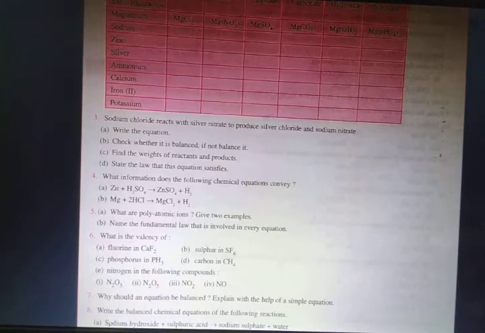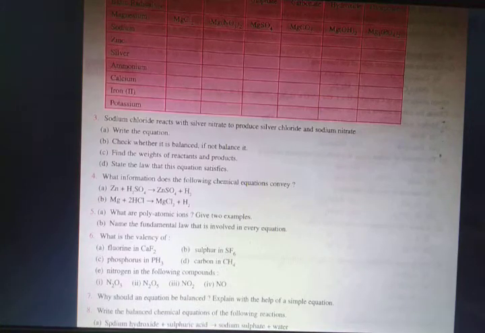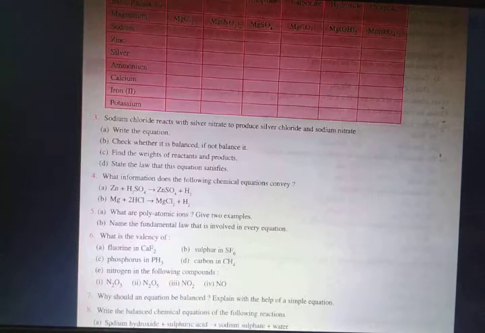What information does the following chemical equation convey? The equation conveys that metallic zinc reacts with sulfuric acid to form zinc sulfate and hydrogen gas. Zinc displaces hydrogen from sulfuric acid and hence it's more reactive than hydrogen, and hence it's capable of displacing hydrogen from its acid to liberate hydrogen gas.